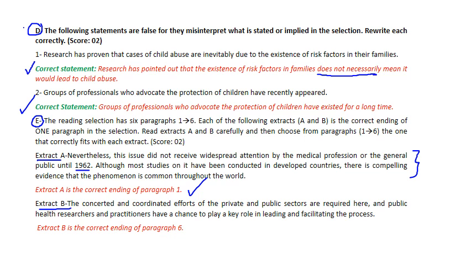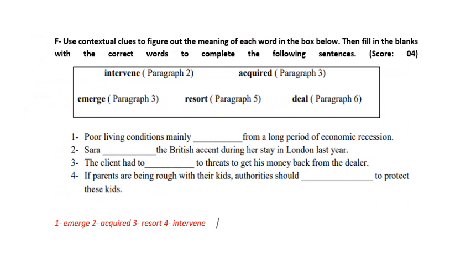Extract B, the concerted and coordinated efforts of the private and public sectors are required here. Notice we're talking about solutions. And public health researchers and practitioners have a chance to play a key role in leading and facilitating the process. That's obviously where the author was talking about the solution, which is in paragraph 6. Therefore, extract B is the correct ending of paragraph 6. Finally, the vocab.